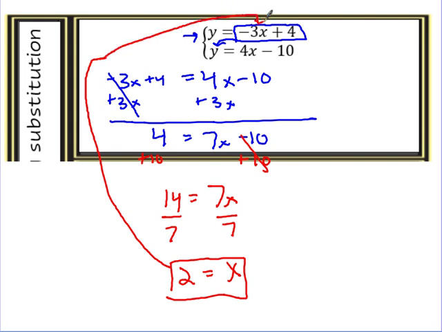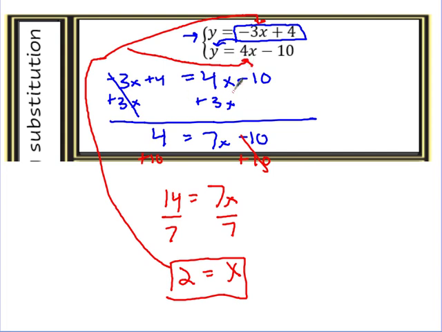You can plug it into either the top one or the bottom one, and it doesn't matter which one you choose, and then you have to solve for your y. So just pick the one that you think is going to be the easiest one. So I look at this 4 times x here. I think this is going to be easier because it doesn't have a negative number. We don't like negative numbers.